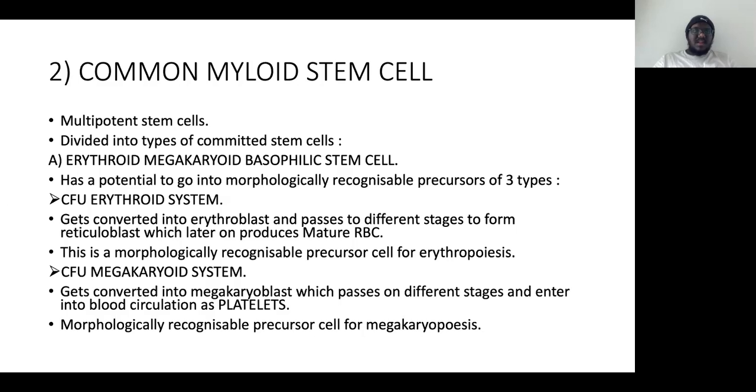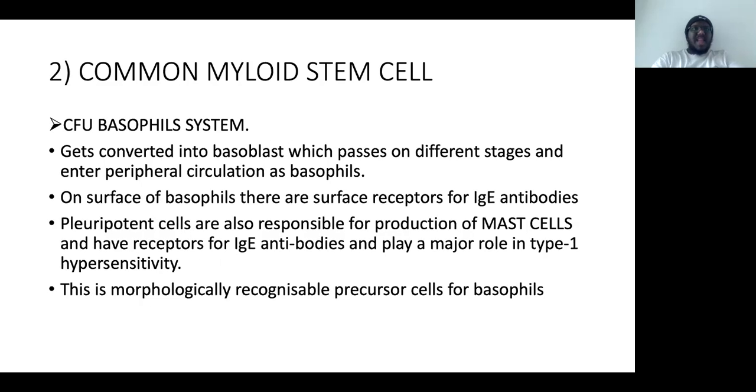Okay, next is the CFU megakaryoid system. It gets converted into megakaryoblast, which passes through different stages and enters blood circulation as platelets. This is the morphologically recognizable precursor cell for megakaryopoiesis. Next is the CFU basophil system. It gets converted into basoblast, which passes through different stages and enters peripheral circulation as basophils.